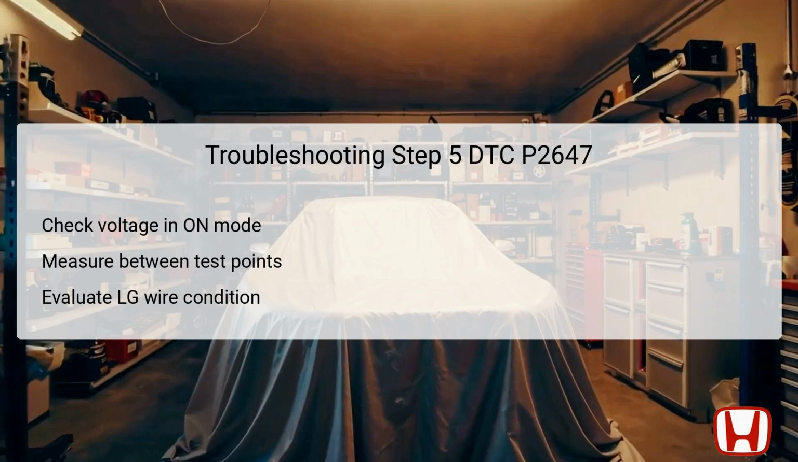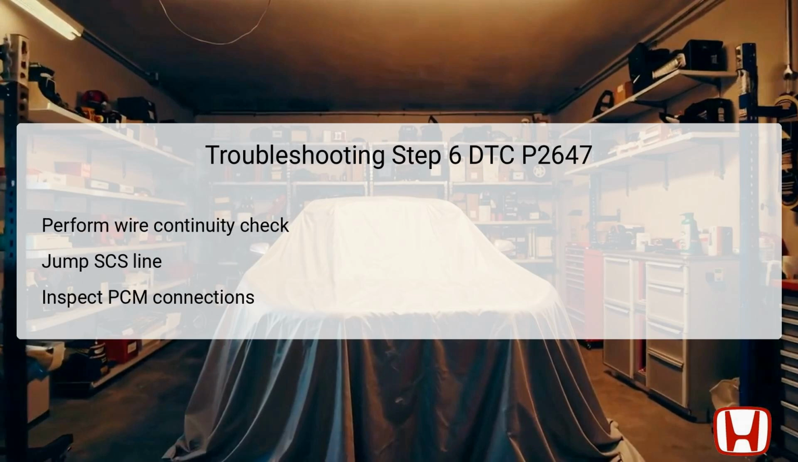If the voltage reads approximately 5.0 volts, this confirms that the voltage transmission line, known as the LG wire, is functioning correctly. Should the voltage reading deviate from this target, it indicates either a fault in the wiring that necessitates repair or the exploration of further potential failures within the circuit.